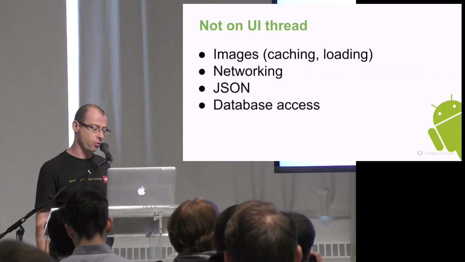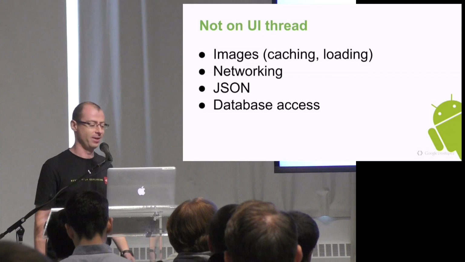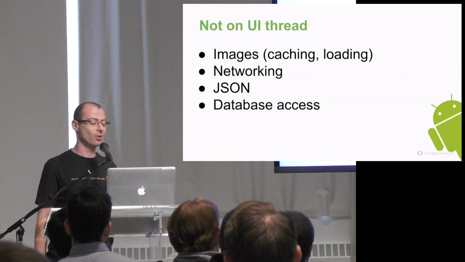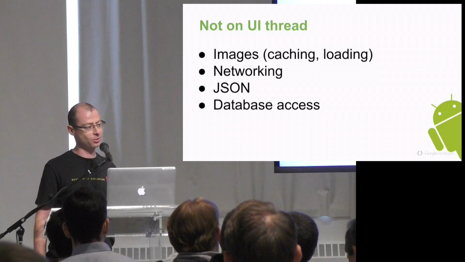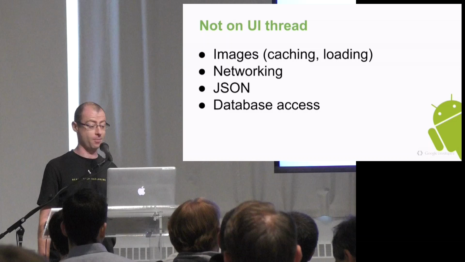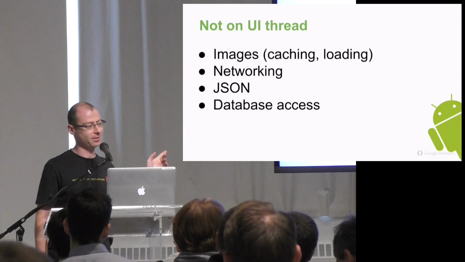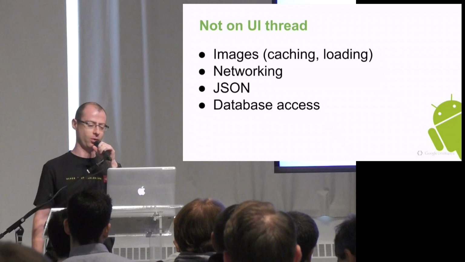Don't do the following on the UI thread. Never load images, never do networking calls, don't parse JSONs, and don't do database accesses. There are means to do them. Some of them even fast. And in the coming slides, we are going to see how.